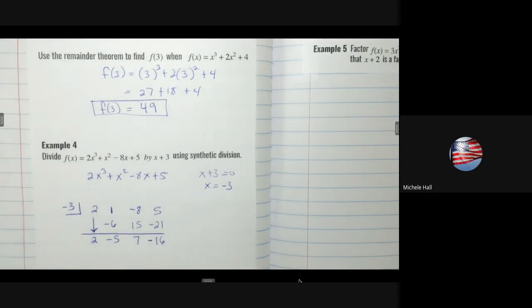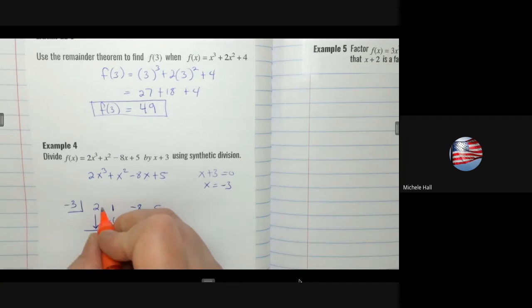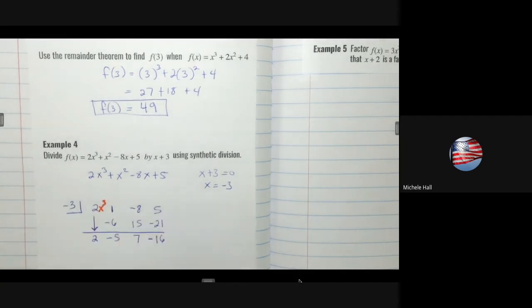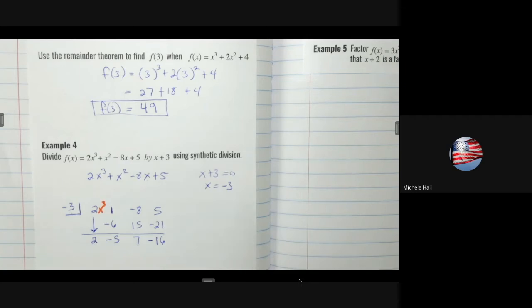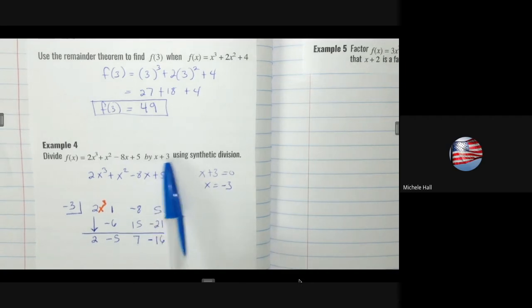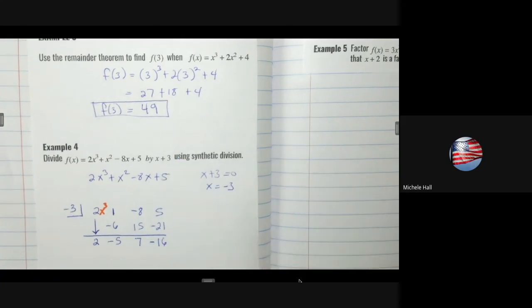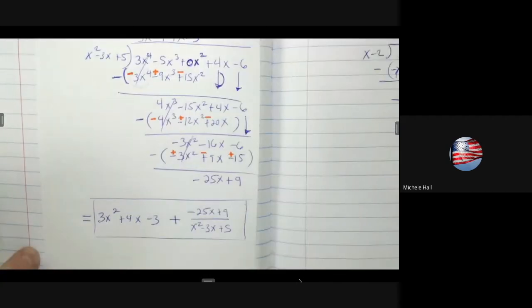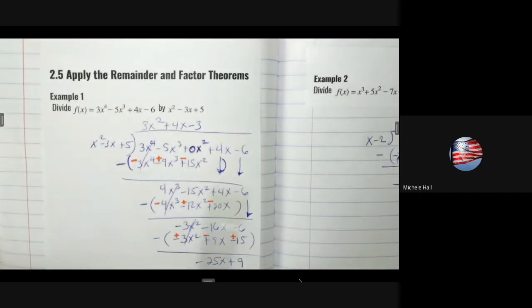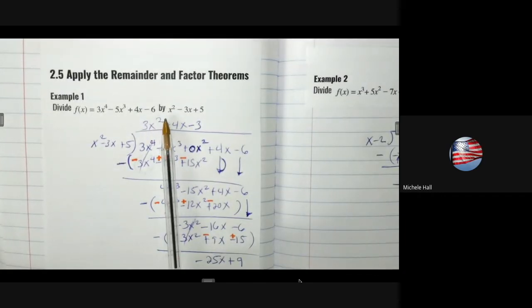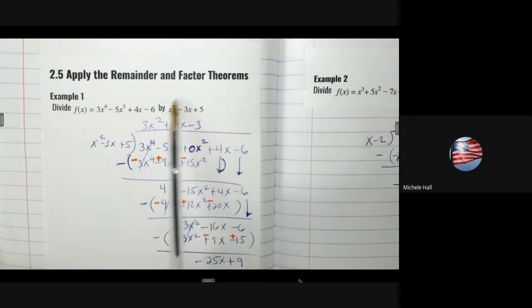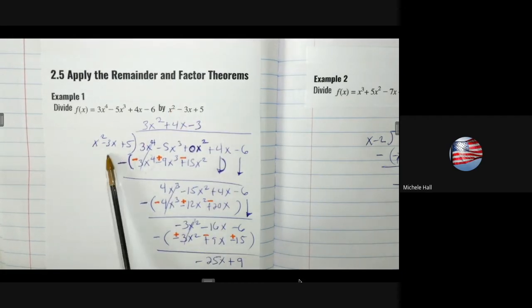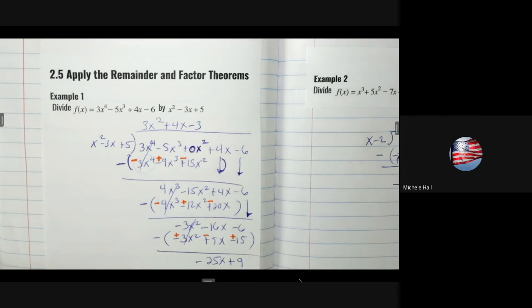I started out with a degree 3. And when I divided by a linear factor, x to the 1, this is a linear factor. Synthetic division can only use linear factors. You can't do any kind of dividing unless it's a linear factor. On the previous example, we could not use synthetic division because this is not a linear factor. So if it's not a linear factor, you have to do long division.